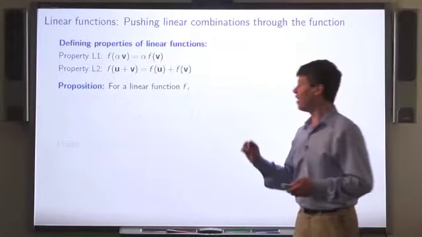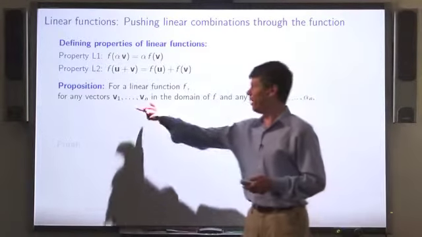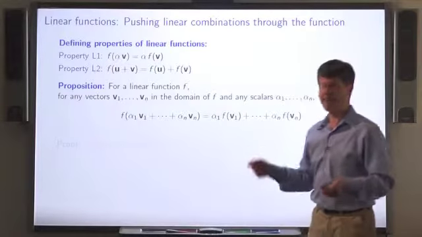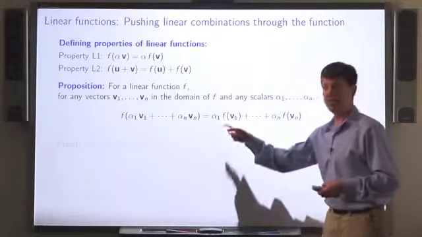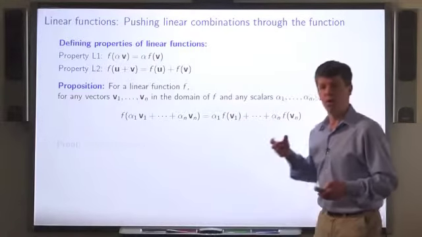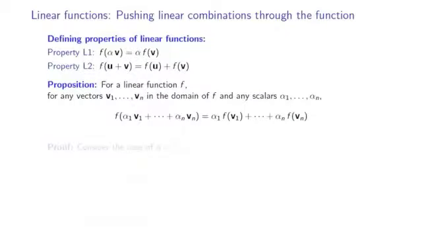So for a linear function f, and for any vectors v1 through vn, and any scalars alpha 1 through alpha n, f applied to the linear combination alpha 1 v1 plus and so on plus alpha n vn is the same as the linear combination alpha 1 times f of v1 and so on. So we've pushed the linear combination through. I'll show how this works in the case where n equals 2.